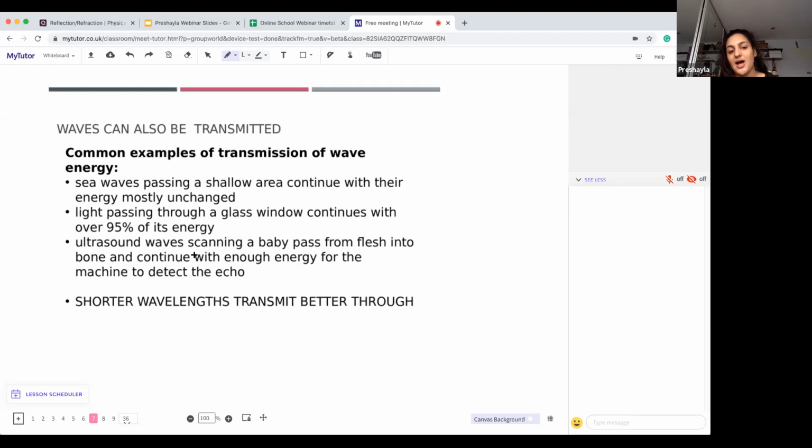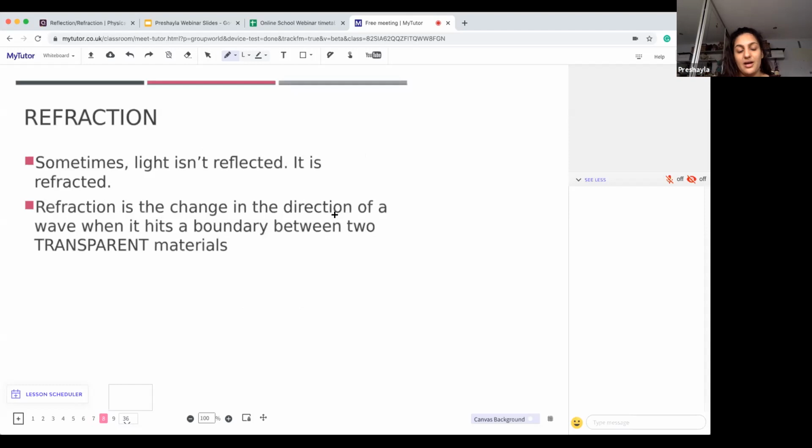Ultrasound waves obviously come from the ultrasound scanner, pass through the flesh and scan the baby, but continue with enough energy for the machine to then echo that ultrasound back. And shorter wavelengths transmit better through glass.